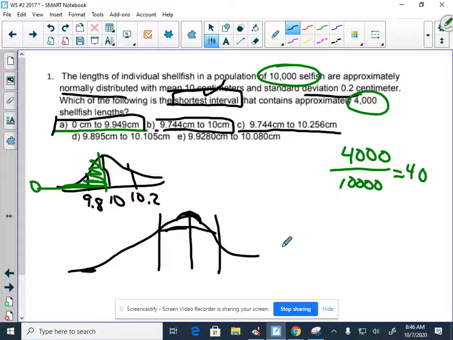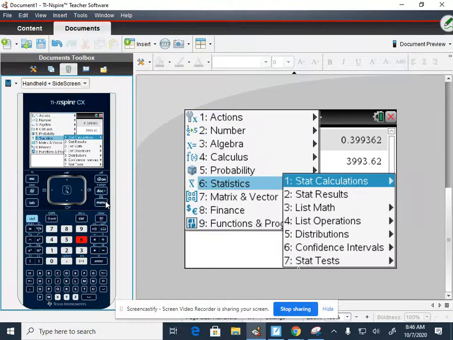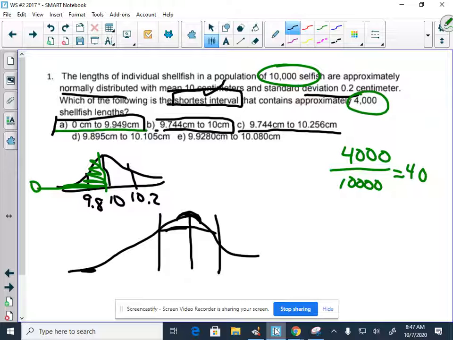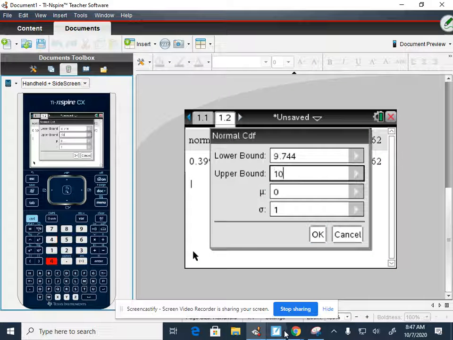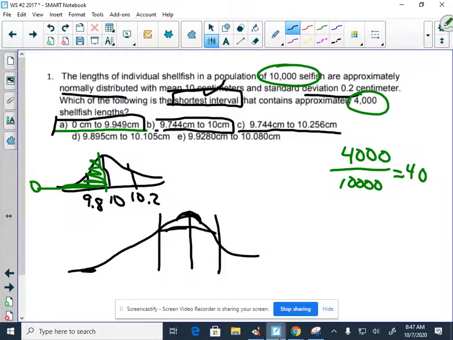So I'm going to check part C. So let's try that one. Everybody can grab your calculator and go menu 652, 9.744, I think, to 10.256. And it goes from 10 to 0.2. That one's got actually 80%. It's too big, right? So that one's not it.